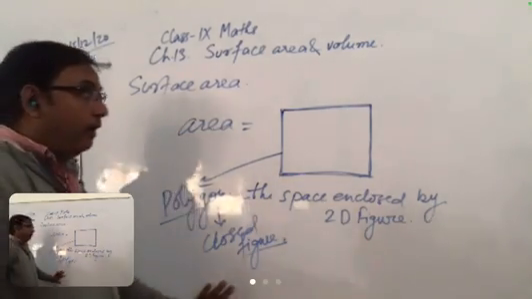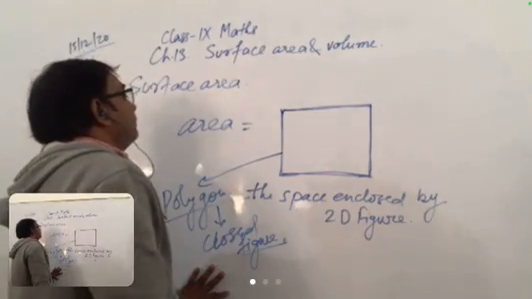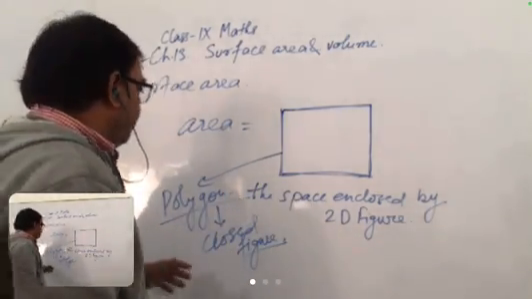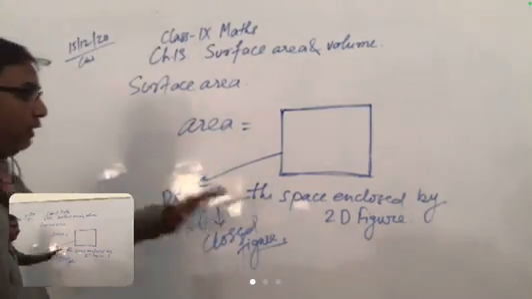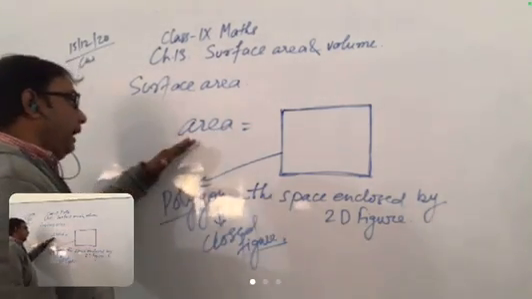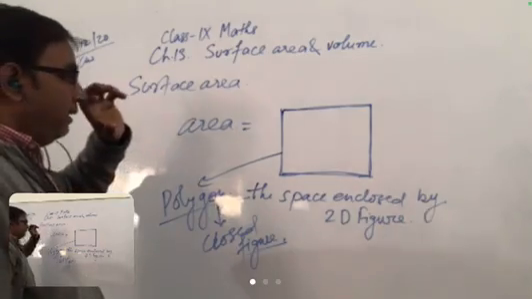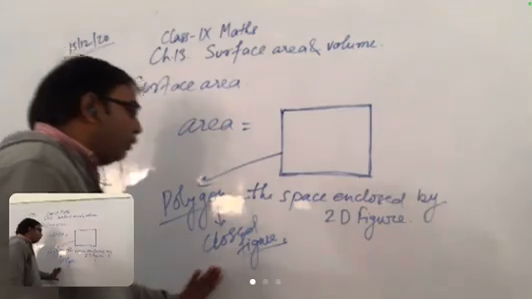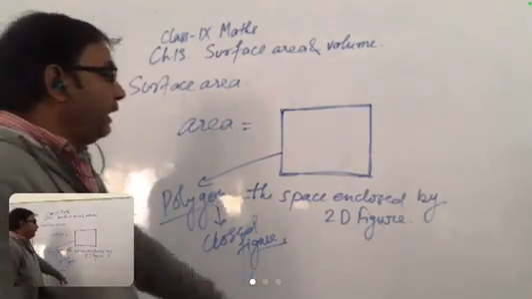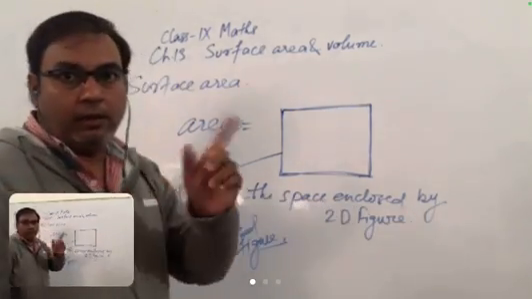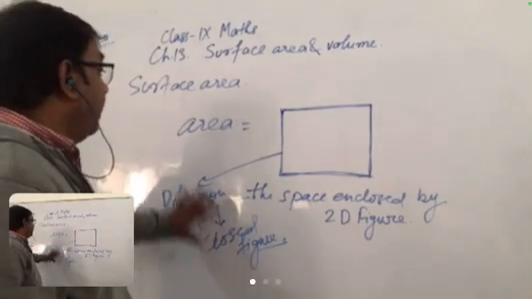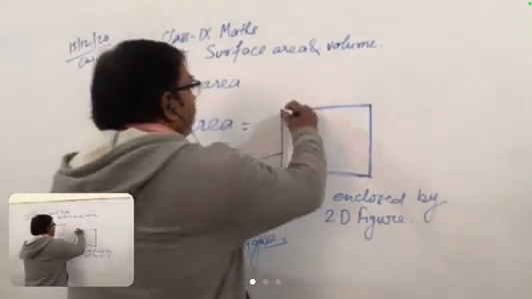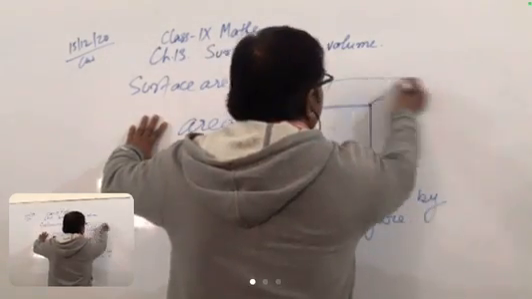Is it clear or not? चुप हो जाते हो. Brij, can you please tell me? Yes, sir. Aman, is this clear? Yes, clear, sir. The space enclosed by the 2D figure is called area, not occupied, because a polygon is a closed figure, and a closed figure encloses area. Okay, now this is called area.